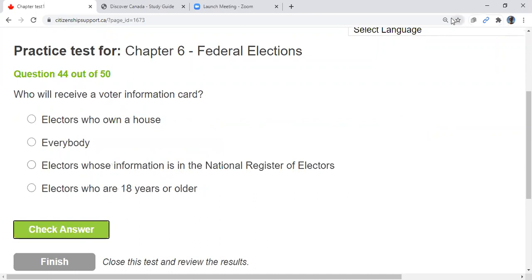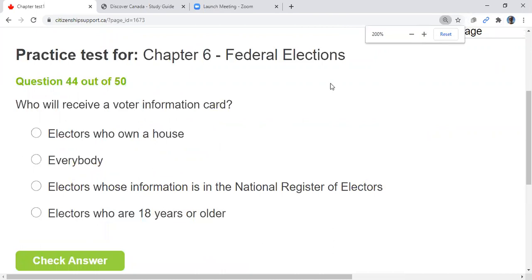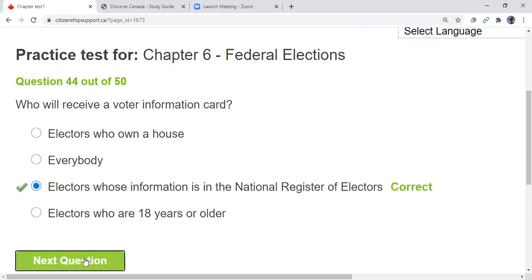And then Zaniba, can you do this one? Okay. Who will receive a voter information card? Electors whose information is number 3. So, electors whose information is in the National Register of Electors. Yeah, very good.